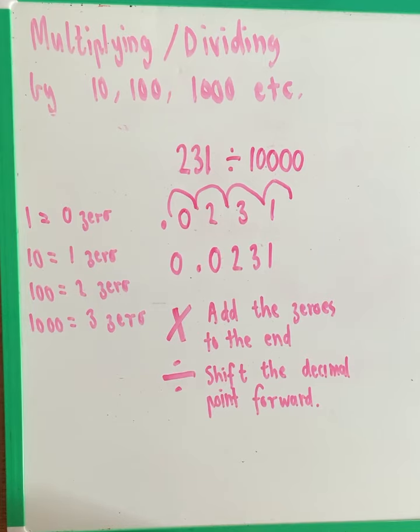All right, so that's how we multiply and divide by numbers like 10, 100, 1,000, or other numbers that have zeros at the end.